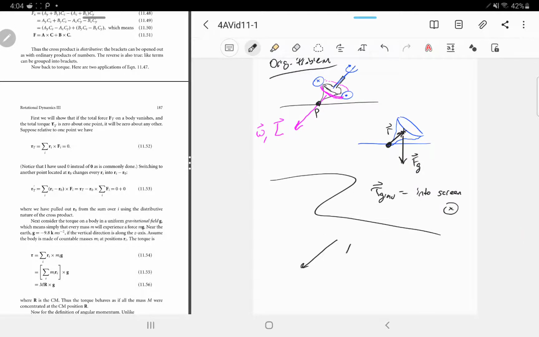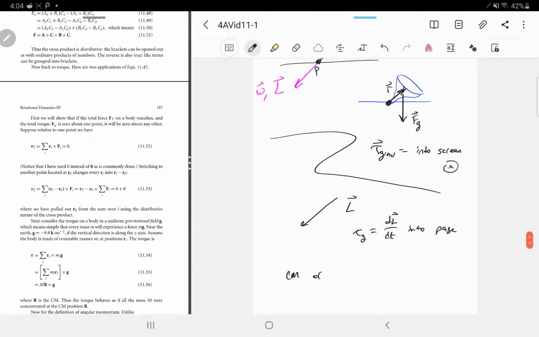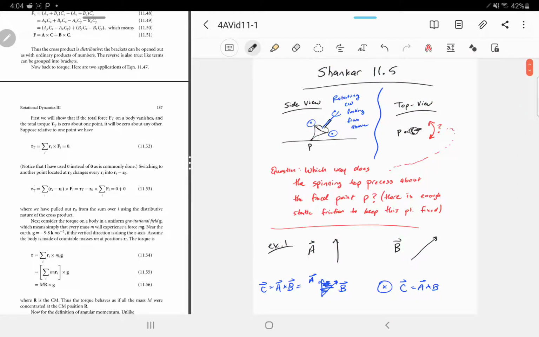So let me write this down. If this is L and dL/dt is into the page, so gravitational torque where dL/dt is into the page, that means that the center of mass of the top comes out of the page. So looking back at the picture, if the center of mass is coming out of the page, and we look at it from the top, it looks like this thing is going to go this way. So from the top view, the answer is that the top precesses around in the clockwise direction.